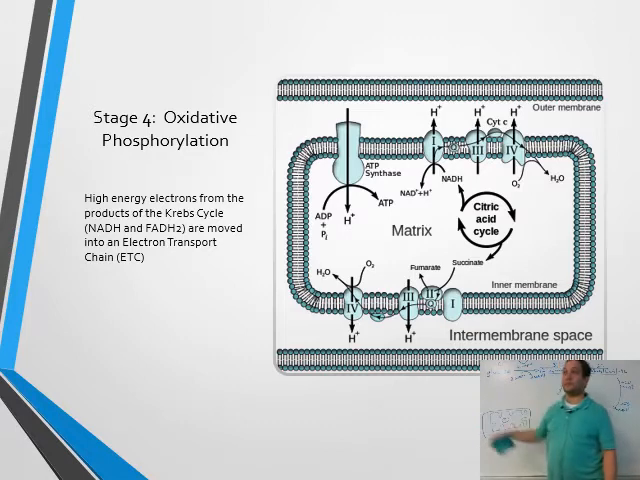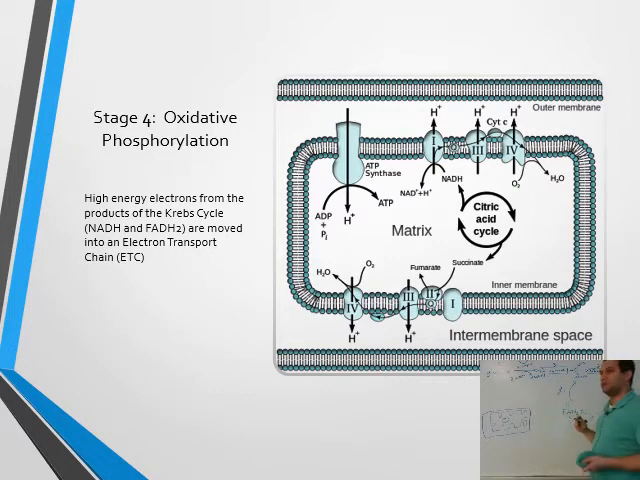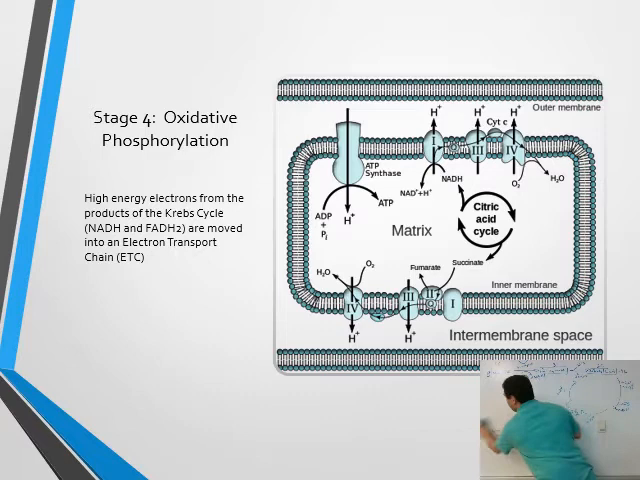Last step. Step 4, oxidative phosphorylation. Oxidative phosphorylation is where you take high energy electrons from the Krebs cycle and use them to power the electron transport chain. So we've made NADH and FADH2 here in the mitochondrion. Those energy transport molecules are going to go up to the membrane. So I'm going to just create what that membrane looks like, okay? Sort of zooming in.